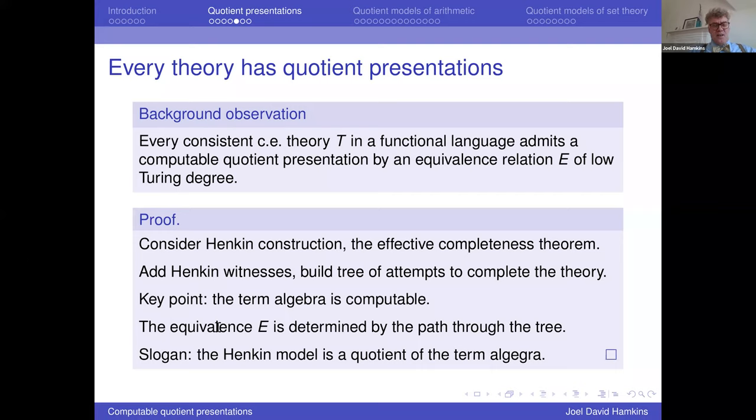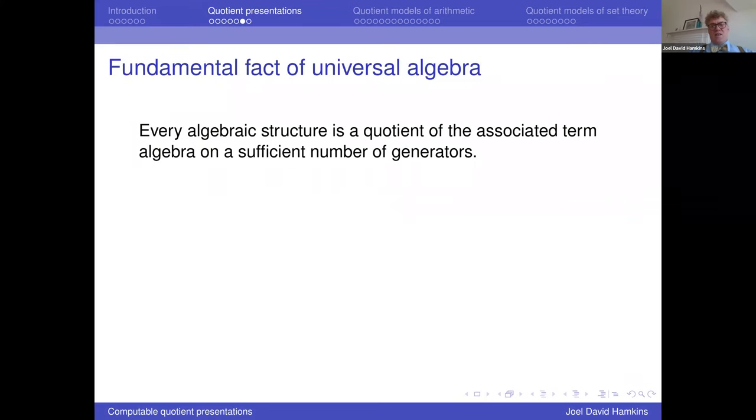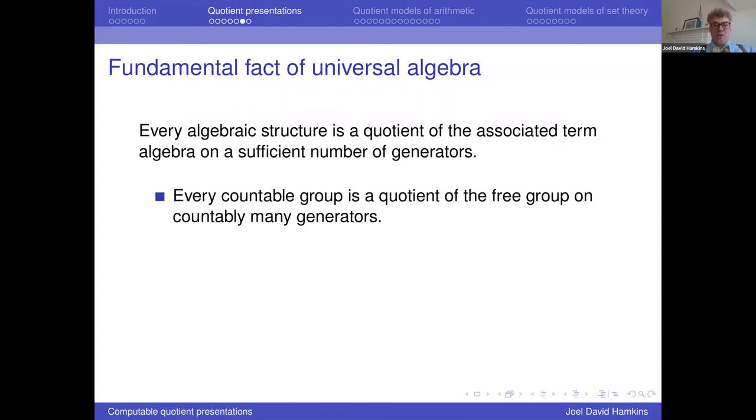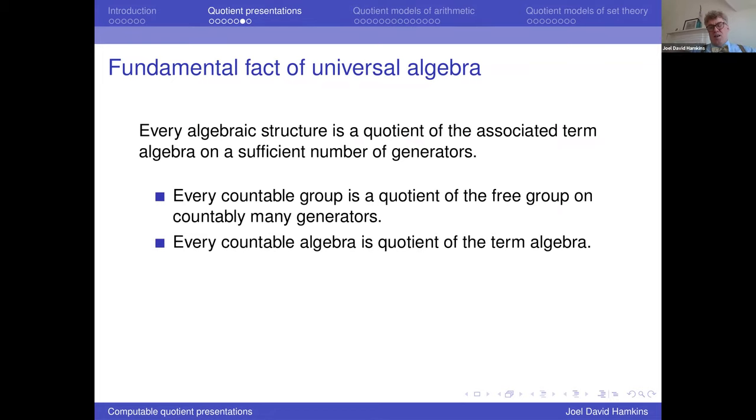Okay, so the slogan is that the Henkin model is a quotient of the term algebra, and therefore every CE functional theory has a computable quotient presentation. Now of course this is highly relevant in the context of universal algebra. When you're doing first order logic without any relation symbols, then you always have this term algebra hanging around, and every algebraic structure is a quotient of the associated term algebra with enough generators. So every countable group is a quotient of the free group on countably many generators, and so on. In general, every countable algebra is a quotient of the term algebra.